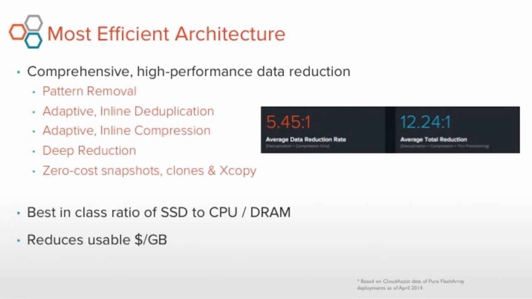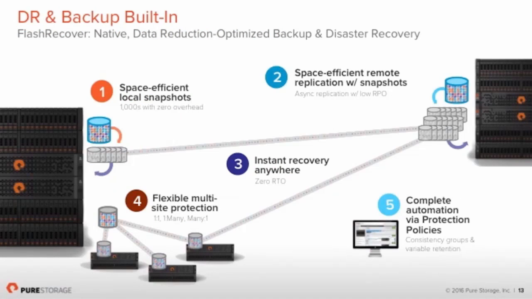So you'll continue to see that cost reduction. We're currently seeing it at about $1.50 a gig usable for a fully scaled out array. We also build in all of the feature sets required for traditional enterprise storage, including remote snapshots, local and remote snapshot capabilities with replication in an asynchronous fashion.